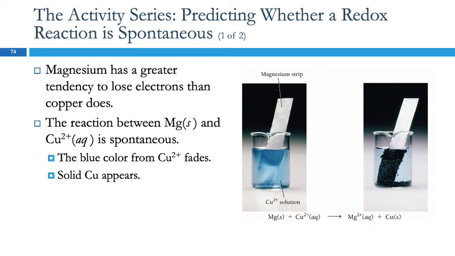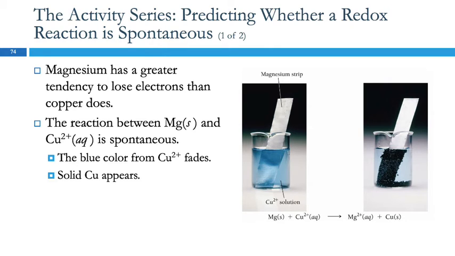The activity series. So if we put a strip of magnesium into a solution of copper ions, those copper ions will turn into copper atoms and deposit themselves on the magnesium strip, and the magnesium strip will gradually dissolve. This is like what we saw with our copper solution when we put zinc into it, right? The zinc disappeared, it became ions. The copper, the blue ions in the solution, went away and became solid copper on the bottom.